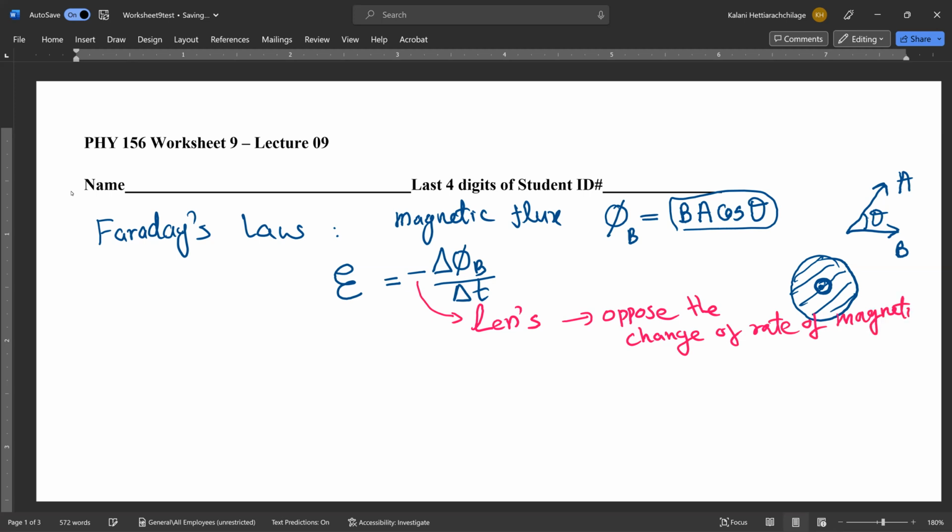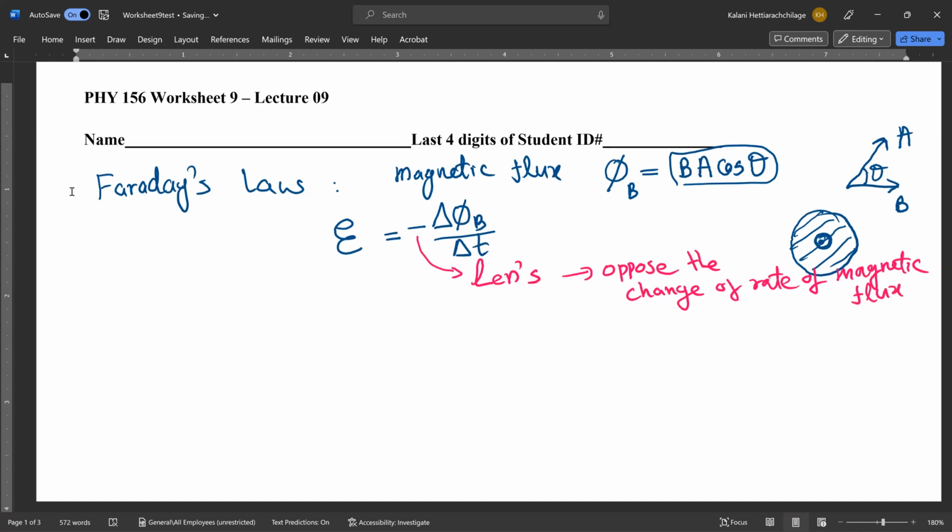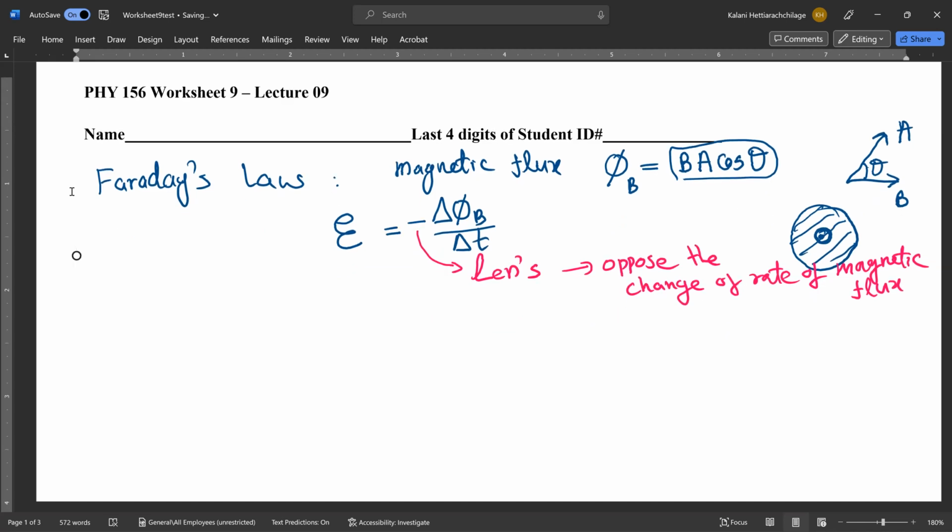That's what the Lenz law represents to you, right? So now, especially in this worksheet, I'm planning to show how to get this negative sign, how to do it for some conceptual questions, and how we're going to apply this to motional EMFs especially. So, motional EMFs.